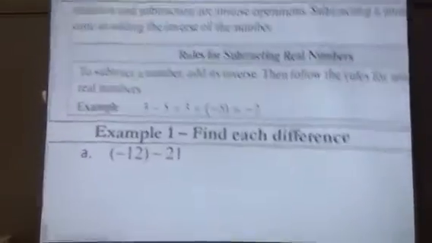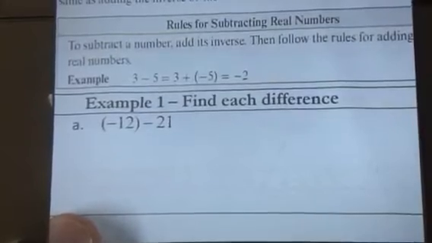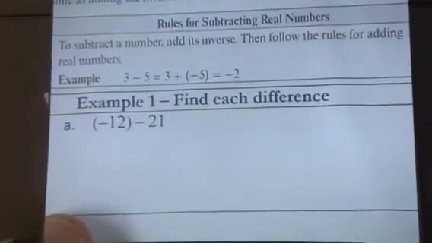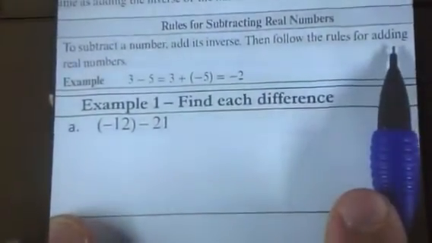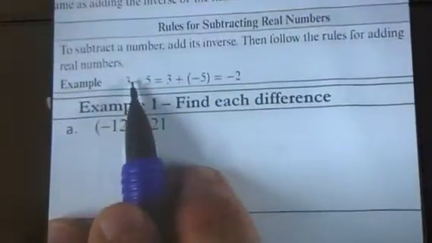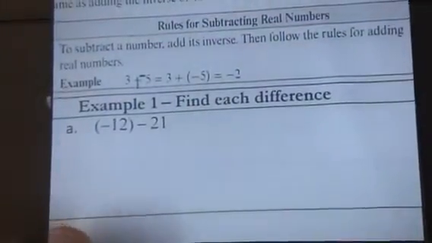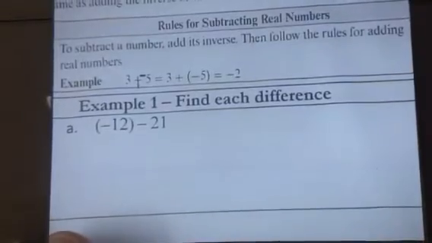Now, what we're looking at today, rules for subtracting real numbers. To subtract a real number, you want to add its inverse, and then follow the rules for adding, which we looked at yesterday. So, instead of 3 minus 5, you're going to change that subtraction to addition. You're going to change the sign on that 5. Subtracting is just like adding a negative.